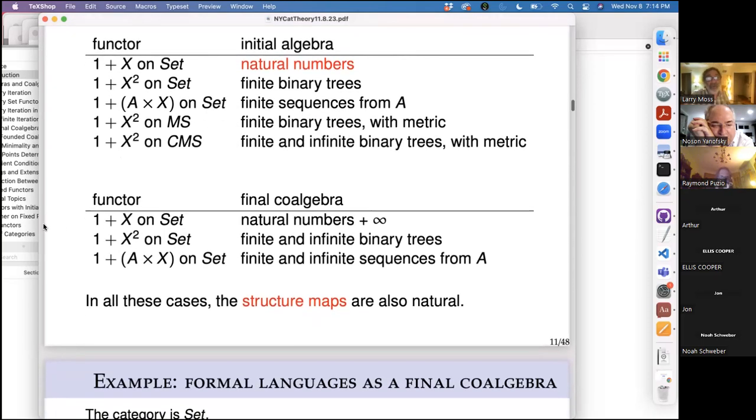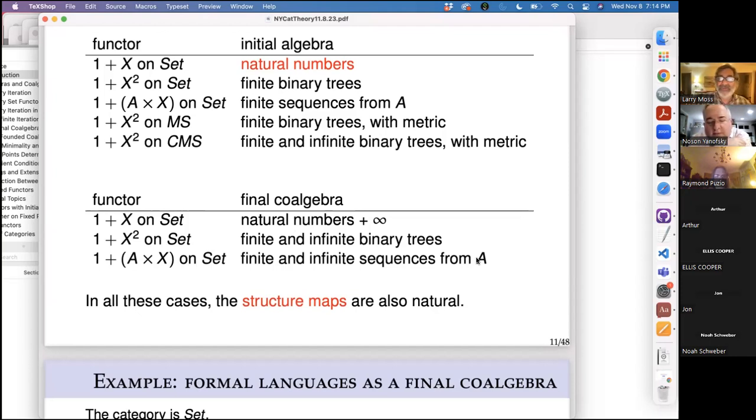Now in terms of the final coalgebras, if you take the same functor 1 plus x that we saw a few minutes ago and ask for the final coalgebra of it, it turns out to be the natural numbers with an extra infinity. And if you ask about 1 plus x squared, it turns out this would in fact be the set of finite and infinite binary trees. Actually, it's the same as this one, except on Set it doesn't come with a metric. It just comes as a set. And if you go to this one, 1 plus a times x on Set, you would get the set of finite and infinite sequences from the set A.